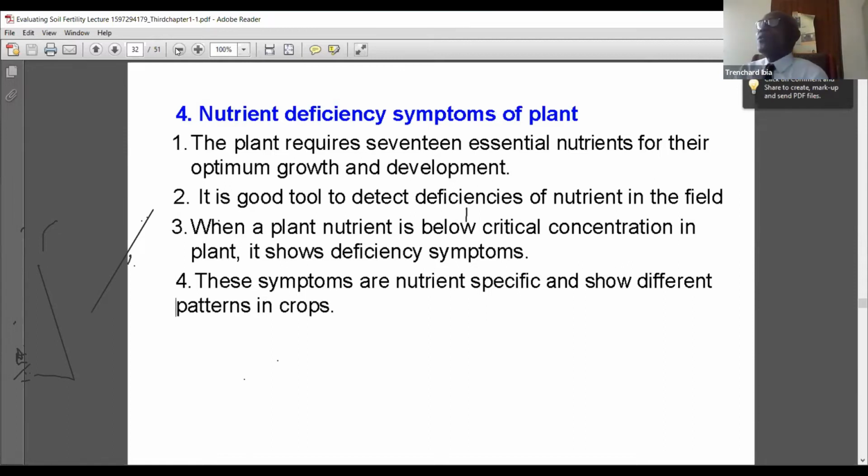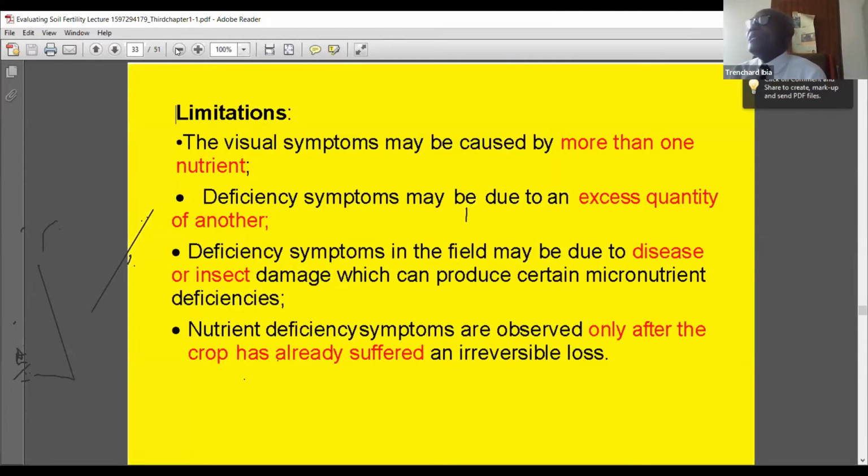It has limitations though. The visual symptoms may be caused by more than one nutrient. Deficiency symptoms may be due to an excess quantity of another. Deficiency symptoms in the field may be due to disease or insect damage, which can produce certain micronutrient deficiencies. Nutrient deficiency symptoms are observed only after the crop has already suffered an irreversible loss. Sometimes you can correct, particularly when it comes to nitrogen deficiency at the early stage.